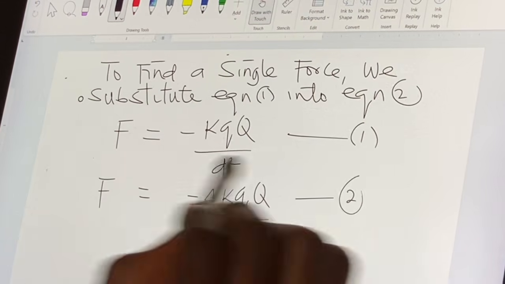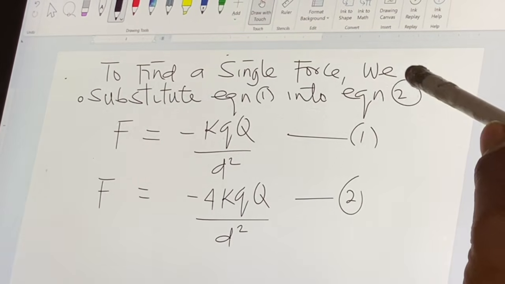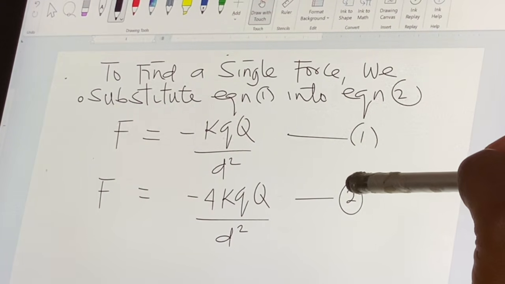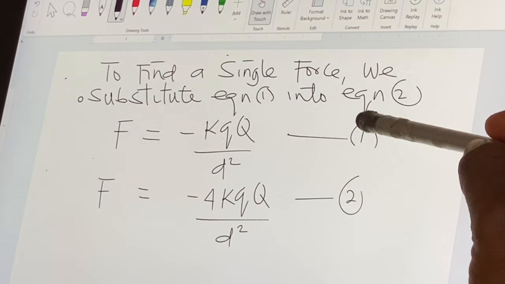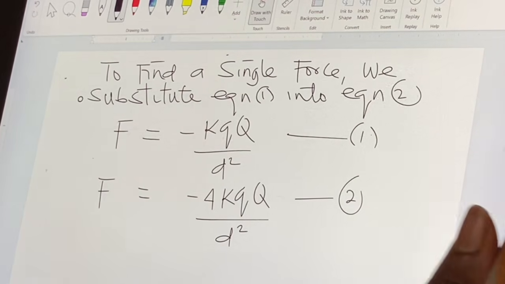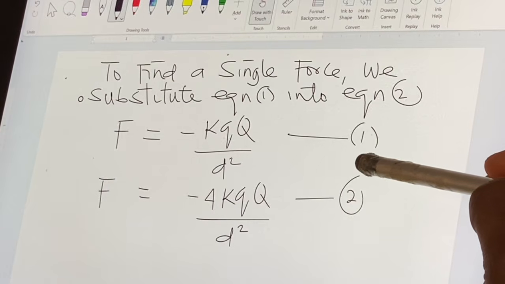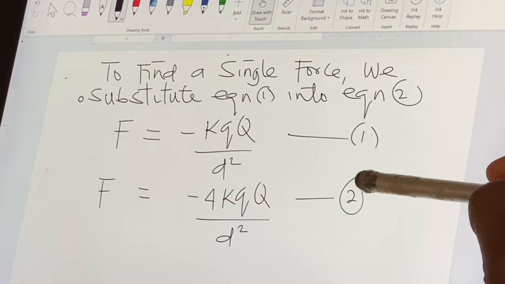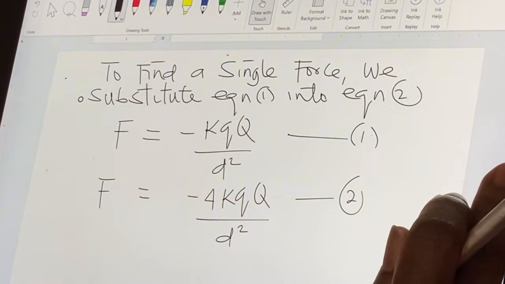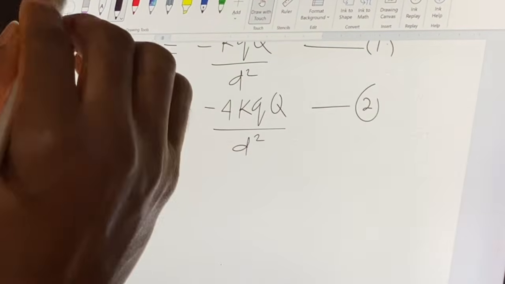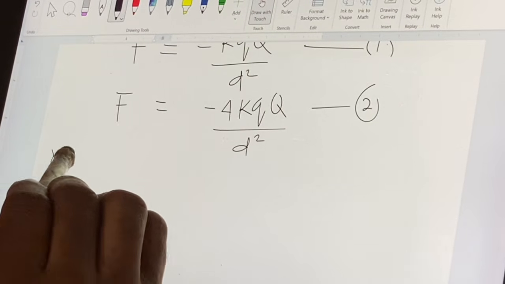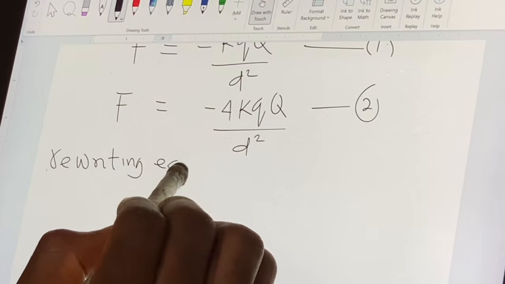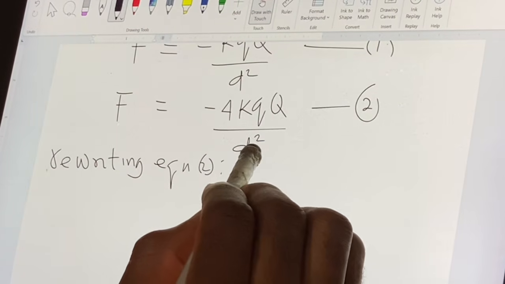This is equation 2. Now we have to substitute equation 1 into equation 2. And if you look into equation 2 here, we are having equation 1 in equation 2. If you write equation 2 in this way, we have something like this.